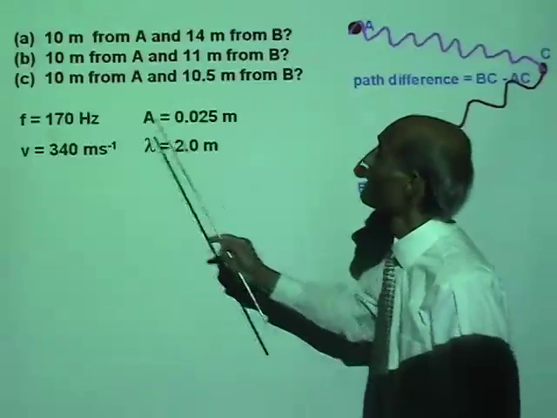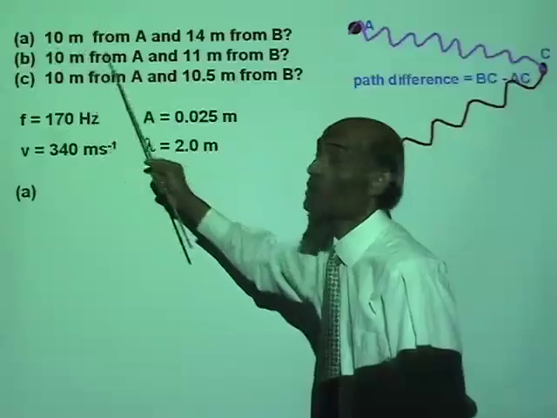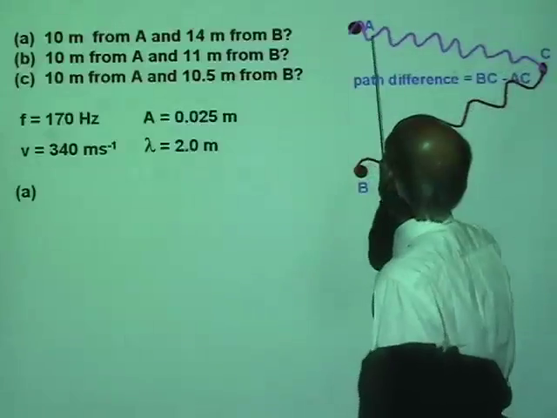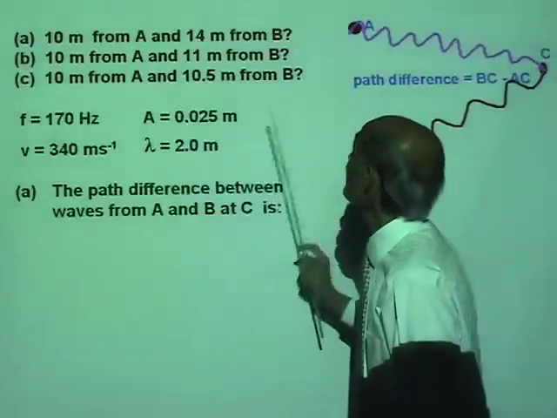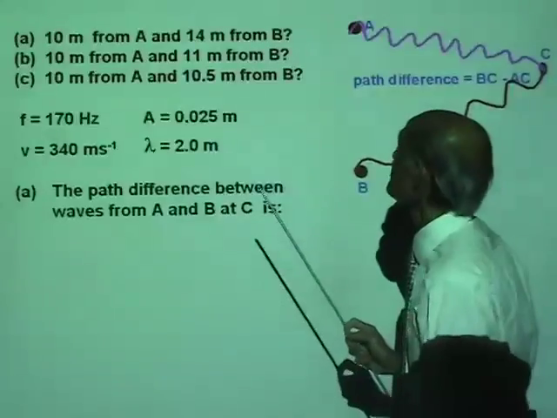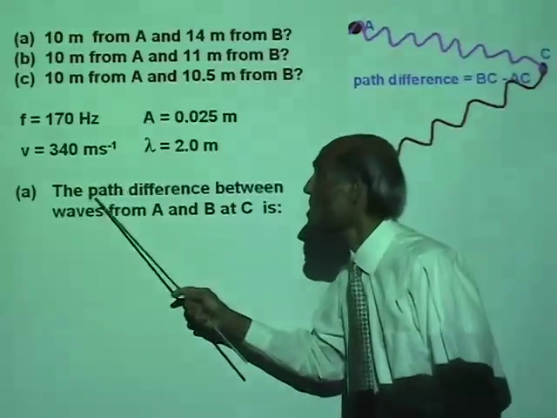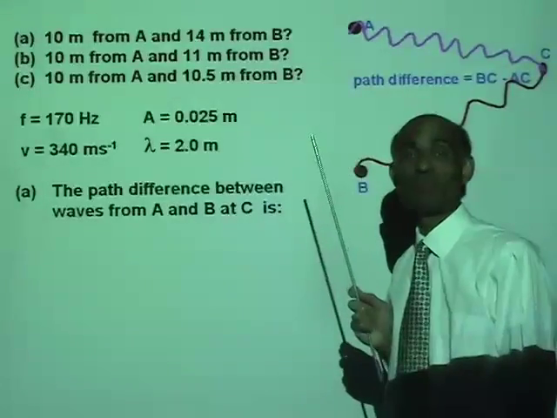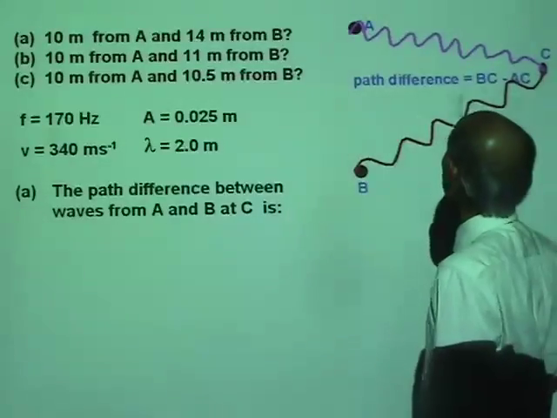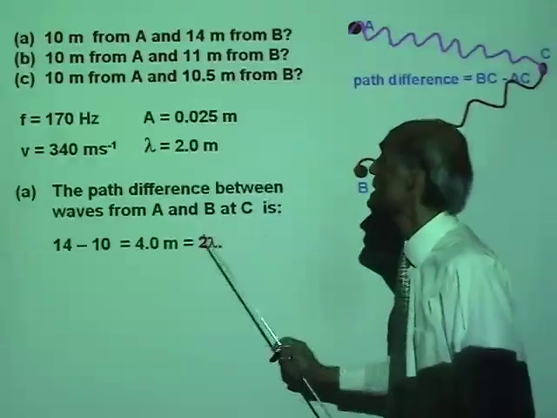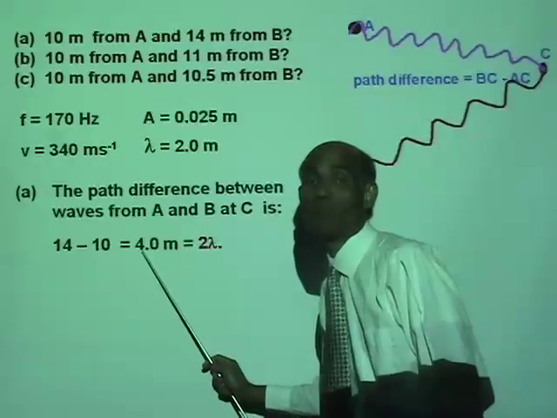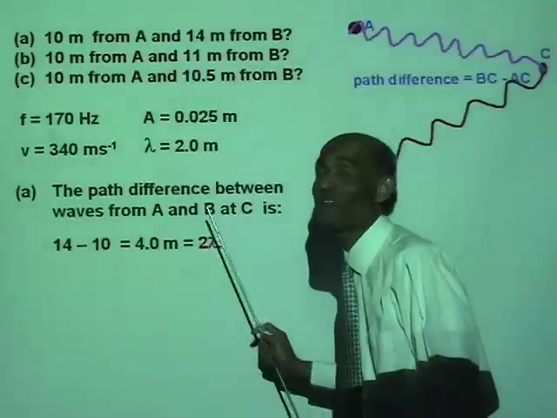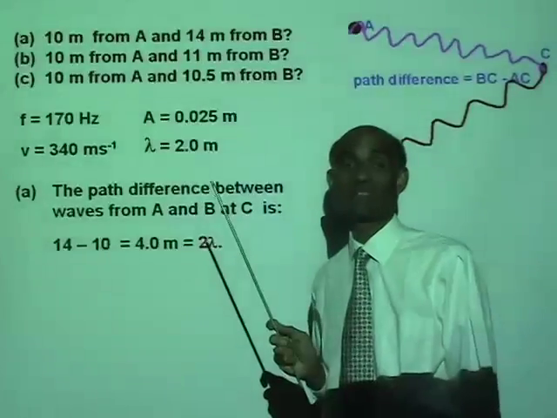Alright, once you know that, we can now take part A. In part A, distance AC is 10 meters and distance BC is 14 meters. Tell me, what is the path difference between waves from A and B reaching C? The path difference is 14 meters minus 10 meters, which is 4 meters. Well, this 4 meters is equal to 2 full wavelengths because one wavelength is 2 meters.